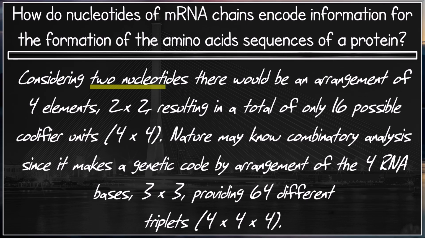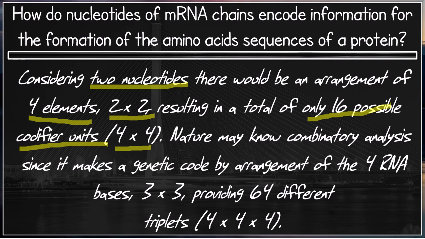Considering 2 nucleotides, there would be an arrangement of 4 elements, 2 times 2, resulting in a total of only 16 possible codifier units, 4 by 4.